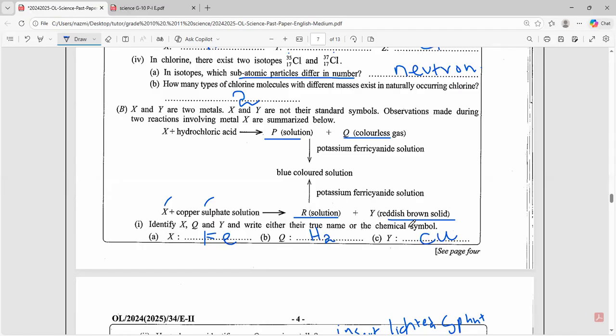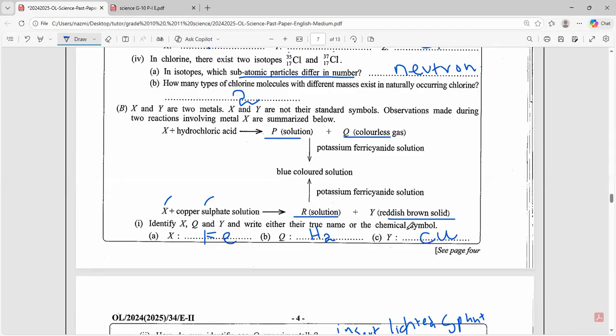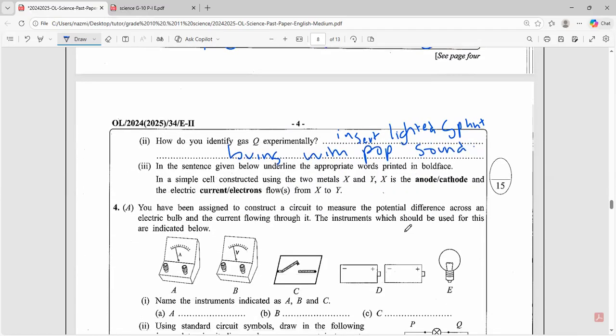So to identify Q only, they have asked a test, no? So what is that test? Hydrogen gas burns with a pop sound, no? So you have to insert a lighted splint. It will burn with a pop sound. Write the correct answers, okay.